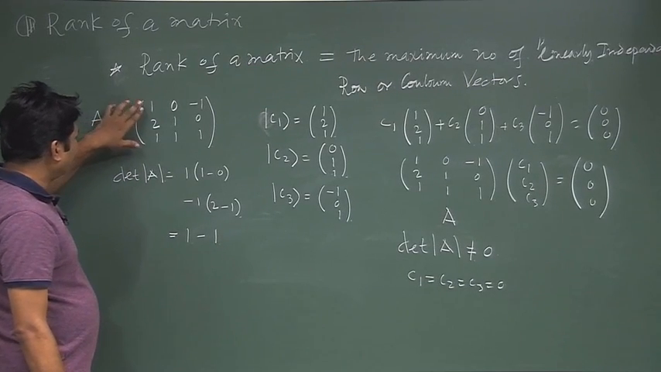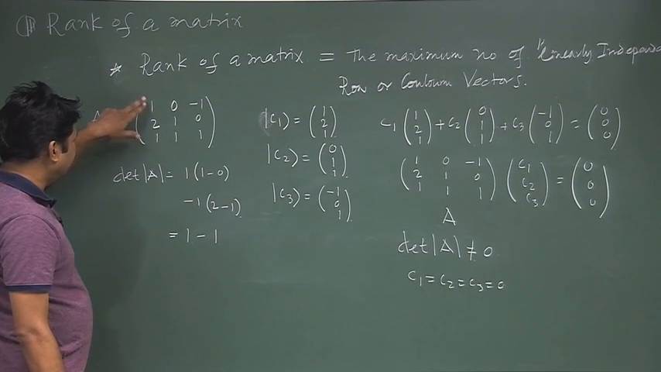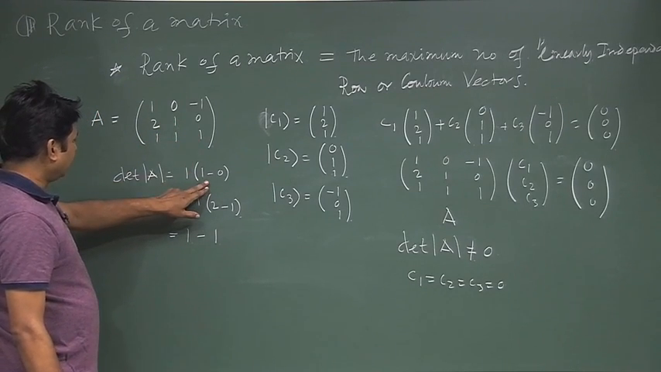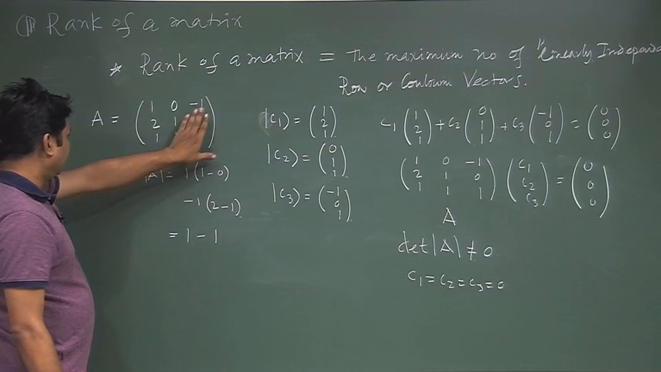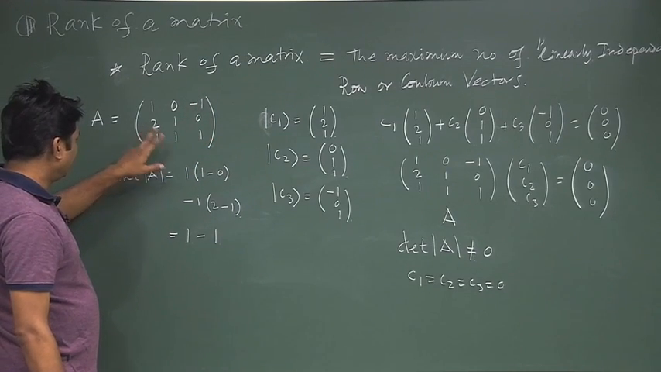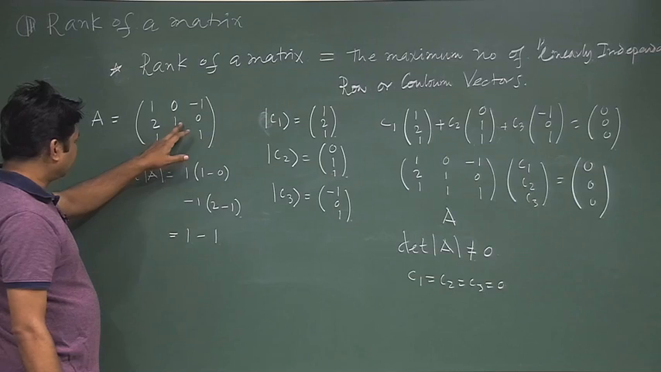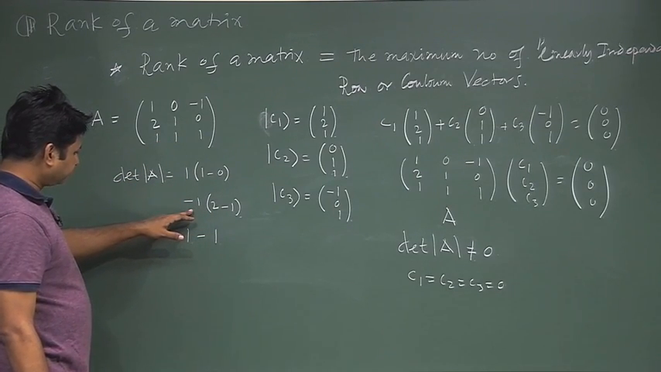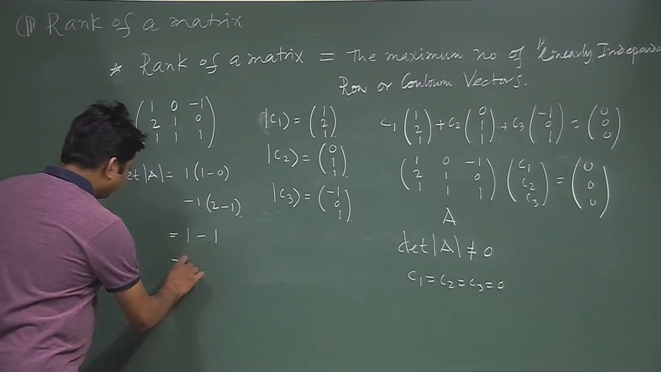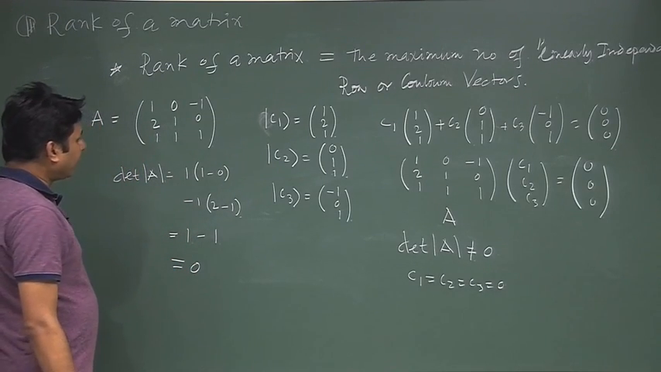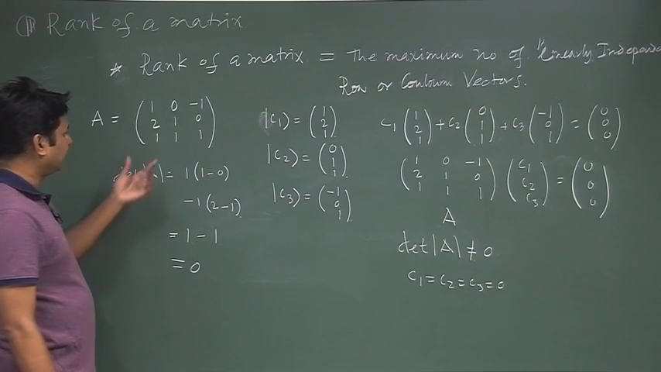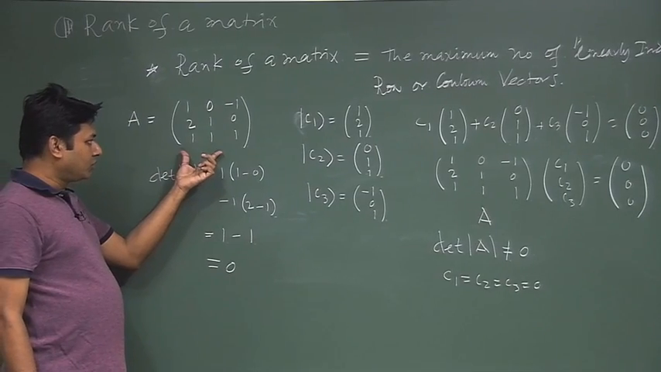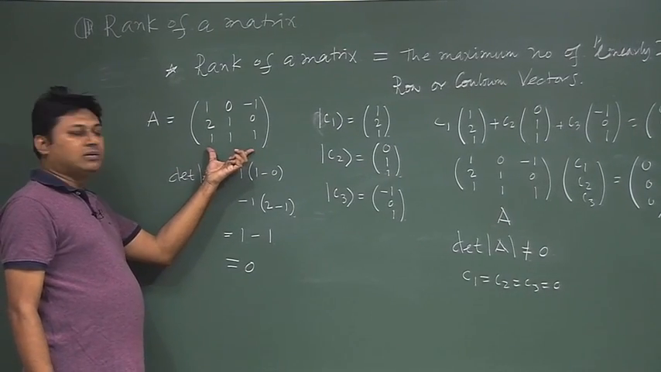Let me try to do this once again, to ensure that I am not making any mistake. 1 into 1 into 1 is 1, 0 is not there, minus 1 times, if I calculate, 2 into 1 is 2 and minus 1 is minus 1. With a negative sign I have 1. So, 1 minus 1, and I find that it is 0. So, that means there should be some non-trivial solution associated with that. So, the rank of the matrix is less than the order of the matrix.